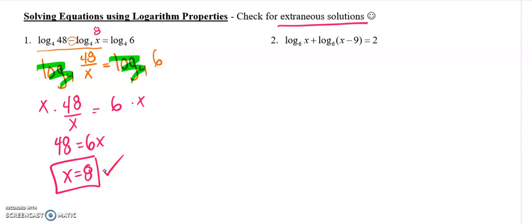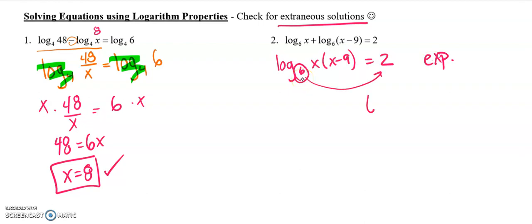How about the next one? So here we have addition. So addition comes from multiplication. So we're going to multiply those together. Now here's a case where I don't have logs on both sides. So I'm going to rewrite it as an exponential. I'm going to take the 6 over. It pops the 2 up. And I'm left with x squared minus 9x, just distributing that. When I rewrite it as an exponential, the log goes away.